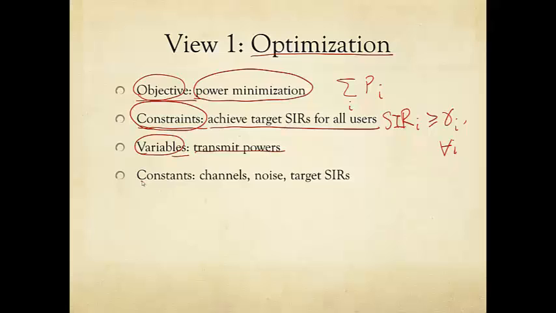And everything else are constants, including the channel condition, the G_ij's, the noises, n_i for each receiver, and the target SIRs, gamma. Towards the end of this lecture, we'll also see what would happen if these target SIR values become variables as well. But for now, they are held constant. Now, once you have an objective function, a set of constraints, and you know what is variable and what is constant, then you have an optimization problem.